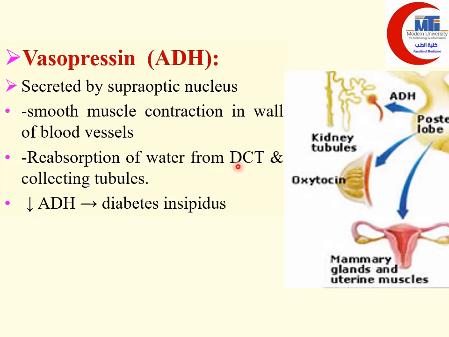If there is an increase in the antidiuretic hormone, this causes smooth muscle contraction in the wall of blood vessels and increases the volume of water in the body. These two functions, when increased, cause hypertension.